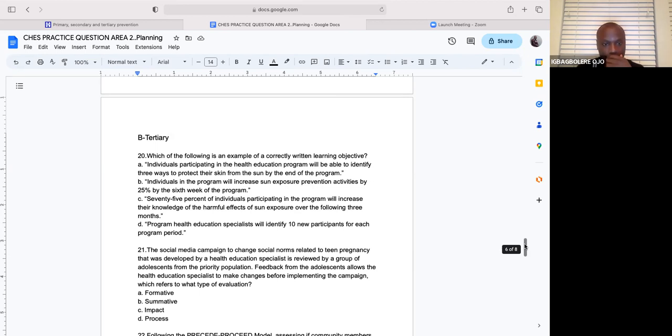Option C, 75% of individuals participating in the program will increase their knowledge, okay? And option D, program health education specialists will identify 10 new participants. No, that's not it. All right, so we are talking about a learning objective.